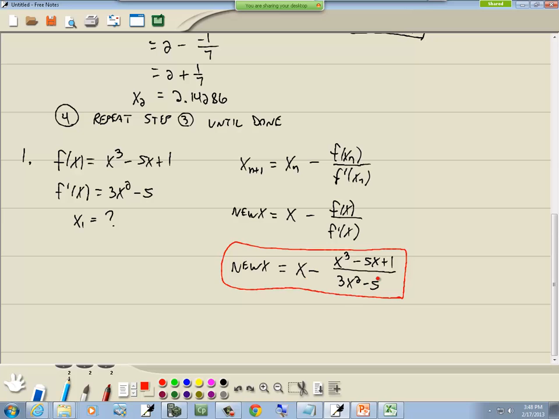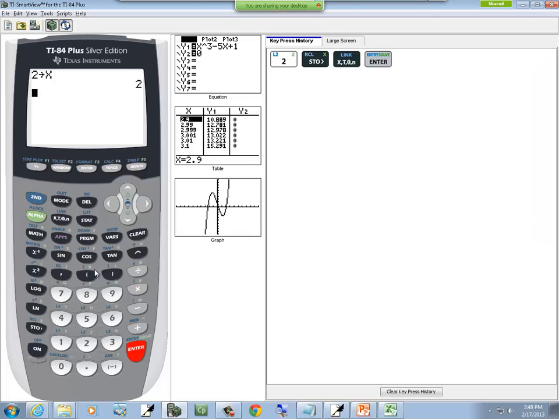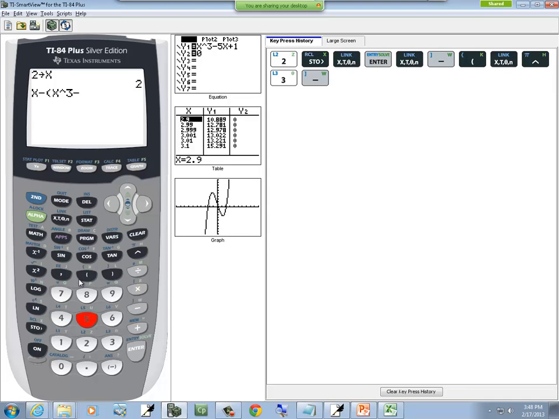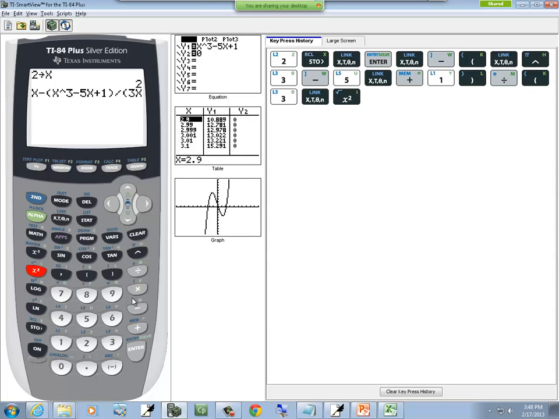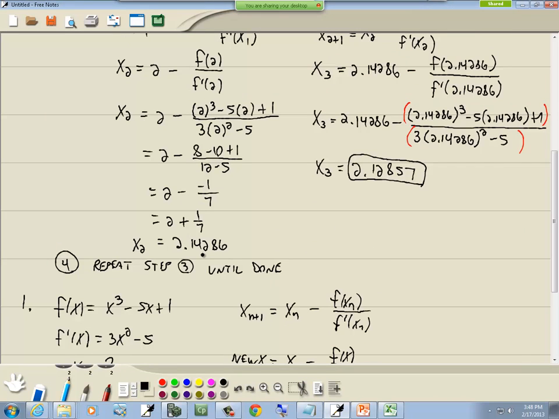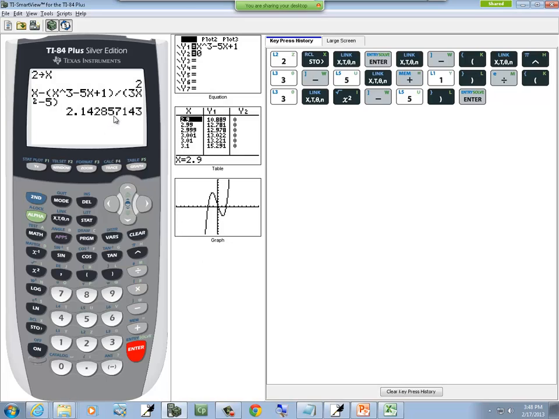Well, now I'm going to type this formula in right here. You see, X minus. So I'll do X minus. Beginning parentheses on the top part, and we got X to the third. So X caret 3 minus 5X plus 1. Closing parentheses divided by, and then parentheses on the bottom. And we got 3x squared minus 5, closing parentheses. Now if I press enter, that gives me my first iteration, 2.14286, and then I had a lot of decimal places. So that'll give you your first iteration.